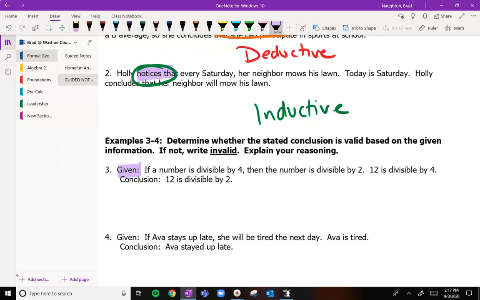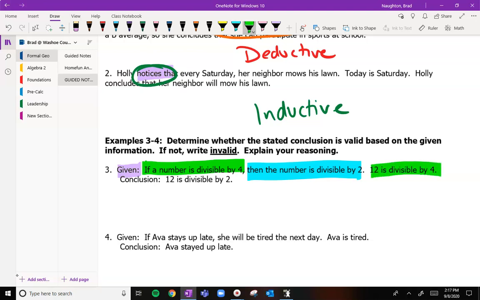So, obviously, we have a lot of stuff going over here. Okay? We're saying here is my P, then this is my Q. If it's divisible by 4, it's also divisible by 2. Then this is kind of like my example. 12 is divisible by 4. That is also divisible by 2. Well, that we all know is actually true. So I'm going to call that valid. And the reason why it's valid is the law of detachment.